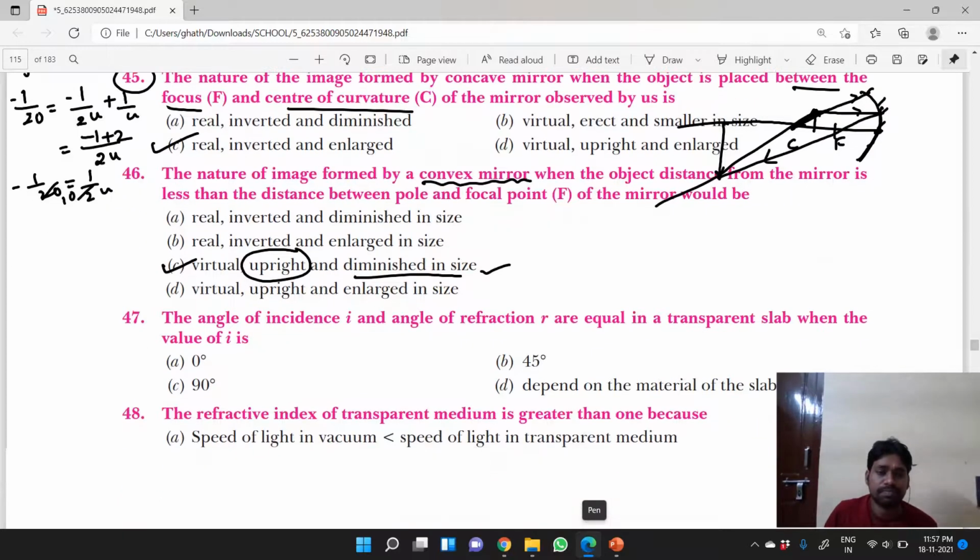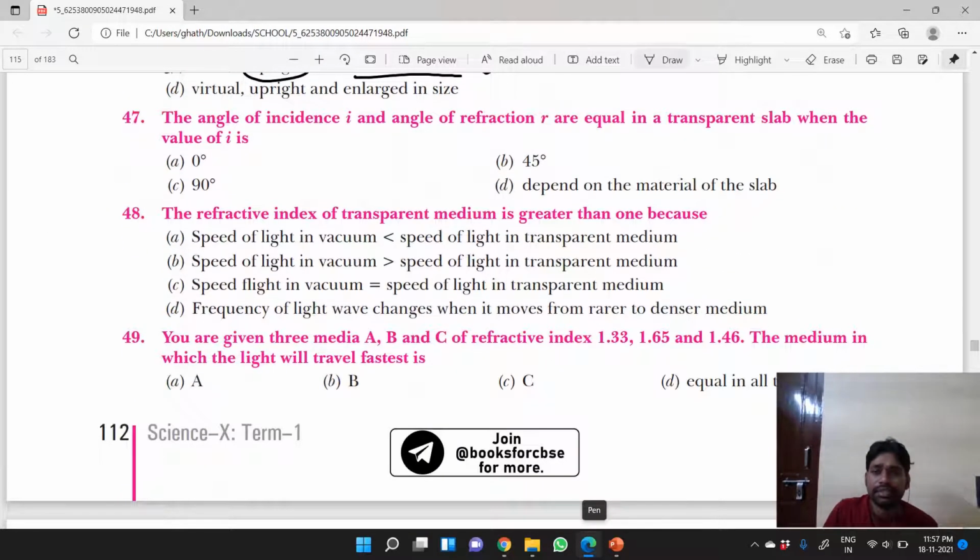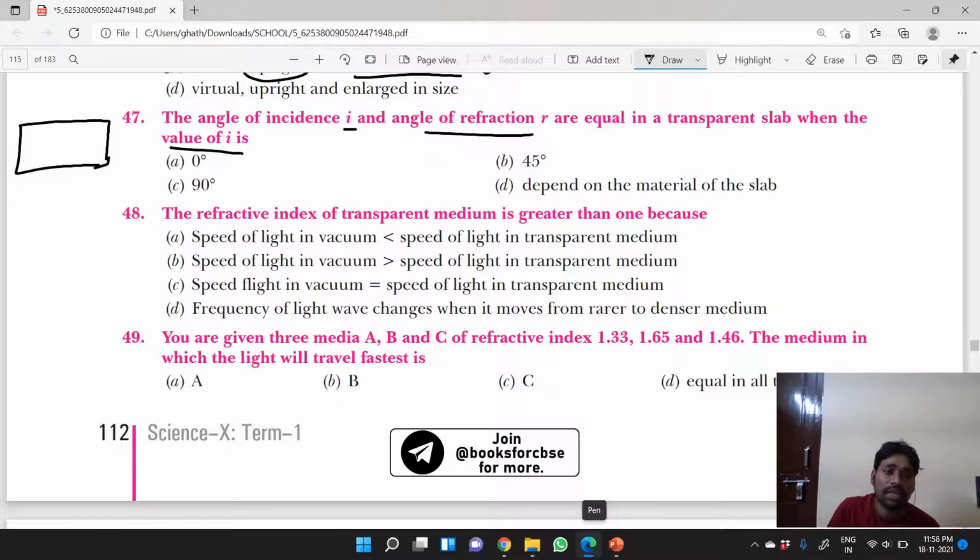Next question. The angle of incidence i and angle of refraction r are equal in the transparent slab when the value of i is. So the only case these two will be equal in the transparent slab is if the light is incident perpendicularly. In that case, angle of incidence is 0, angle of refraction is also 0. The i value is 0 in this case.